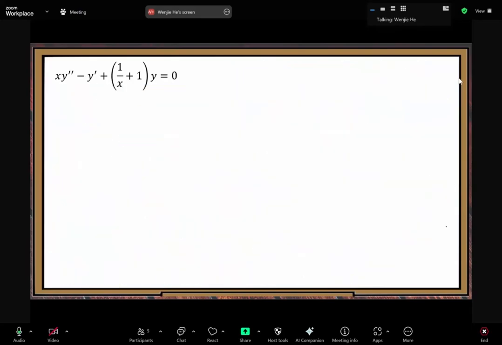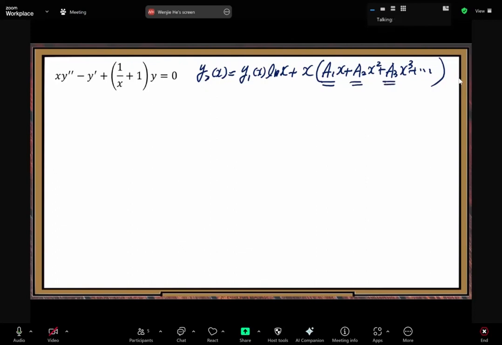For the y2 part, remember our y2 has this form, based on case 2: y1 times natural log of x plus x times capital A1 x, capital A2 x squared, capital A3 x cubed. Okay? So after we determine these capital A coefficients, then we complete the y2 solution.